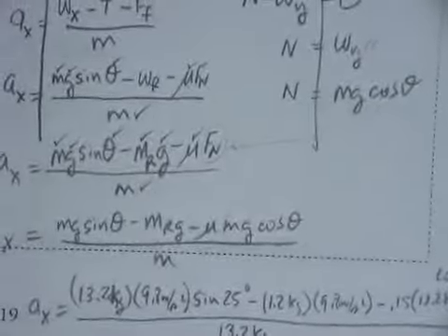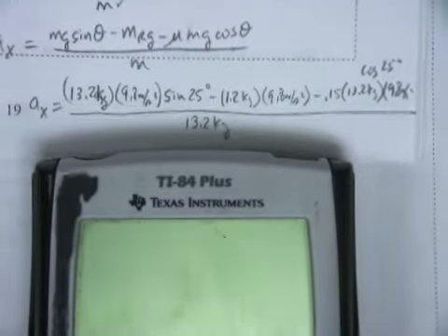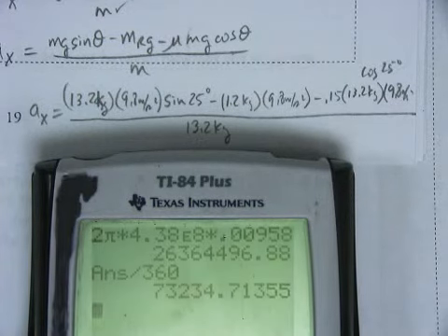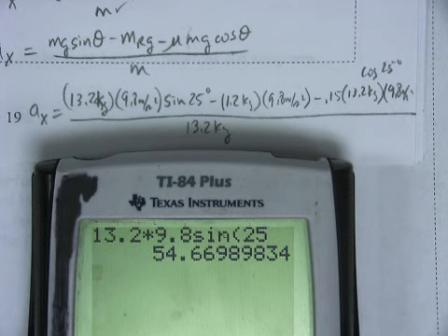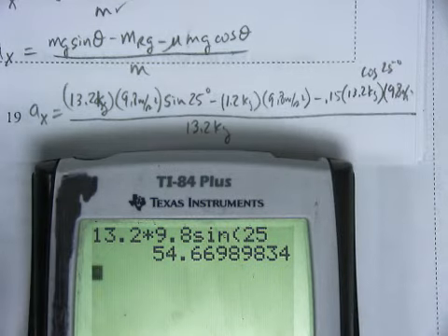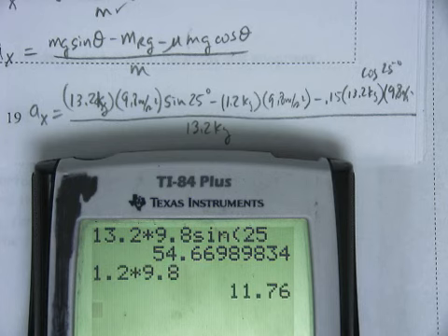I'll plug this stuff in piecemeal, and you can watch me do it. So let's see what we get. 13.2 times 9.8 times sine of 25 gives me 54.7. I'll write that down over here. The next one is 1.2 times 9.8, which is 11.8, and that's going to be minus.